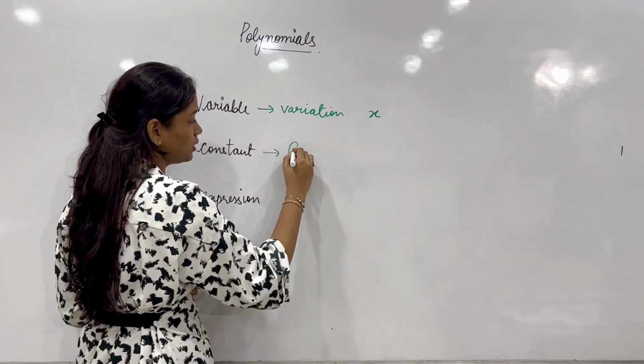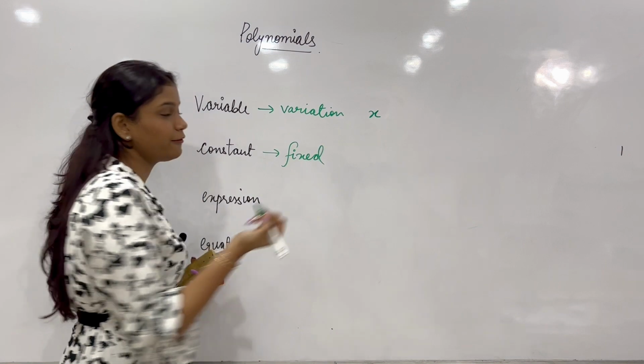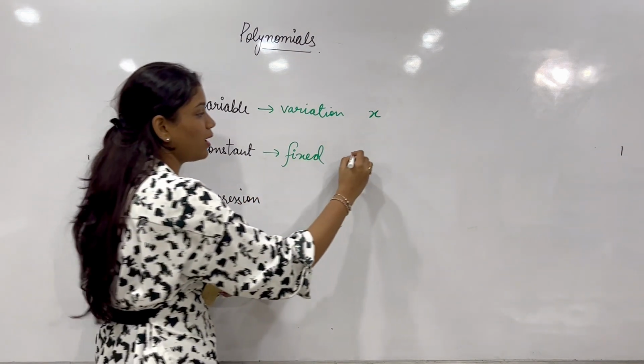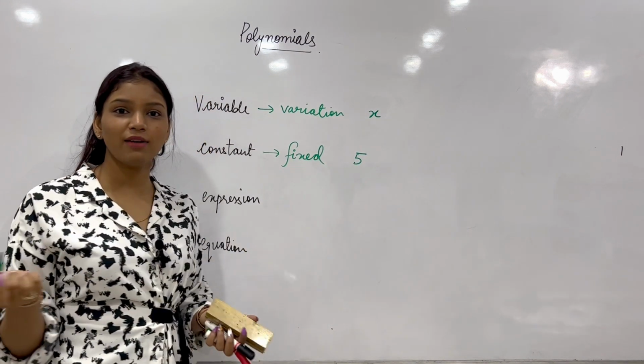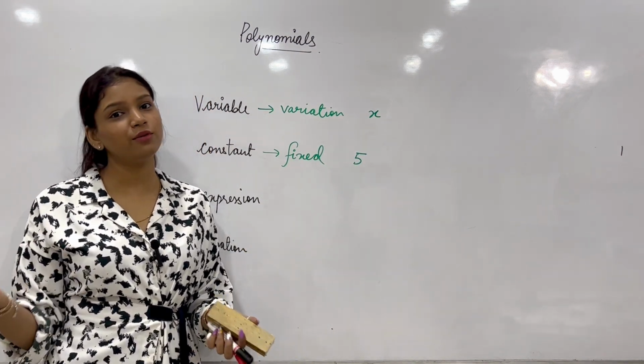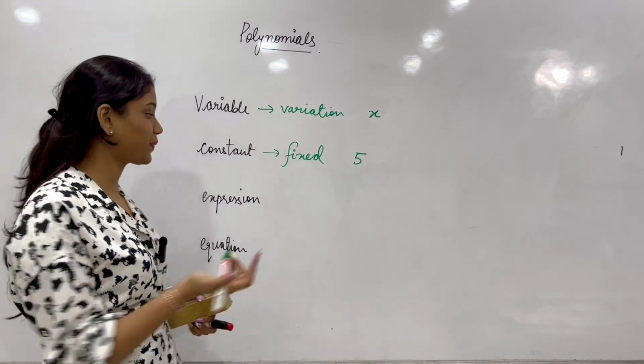Constant, as the name suggests, fixed. Such terms whose value is fixed. For example, I write 5. What is the value of 5? Of course, it is 5. 5 for me, 5 for you, 5 for everyone, universally.